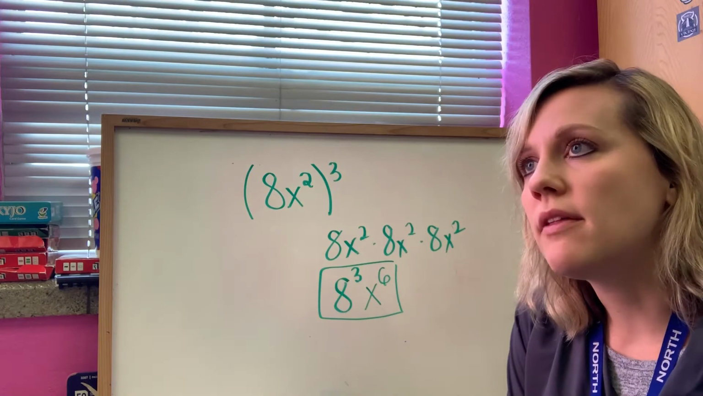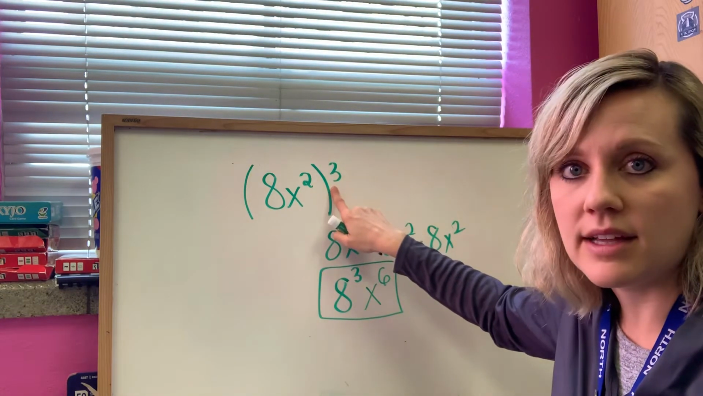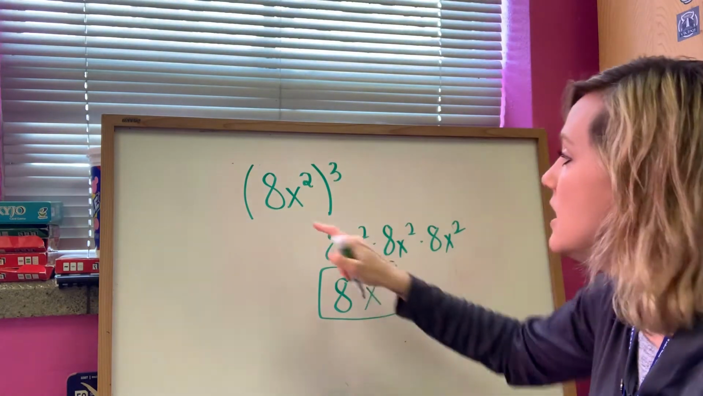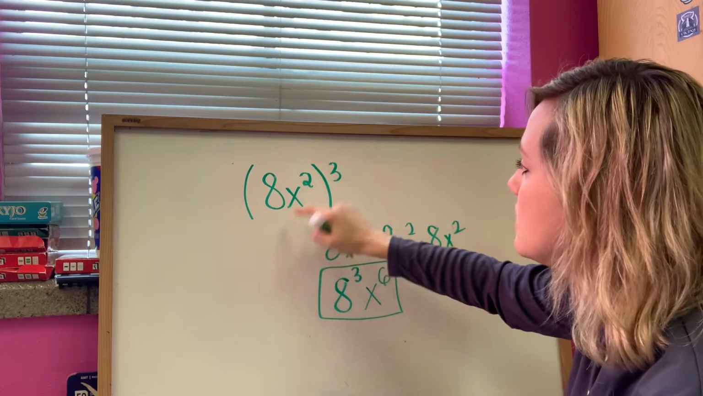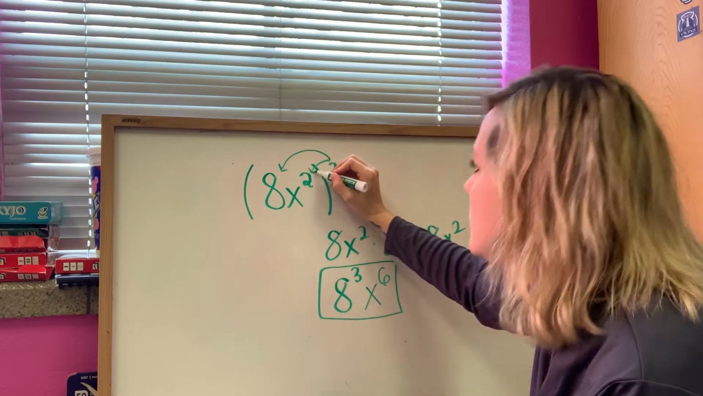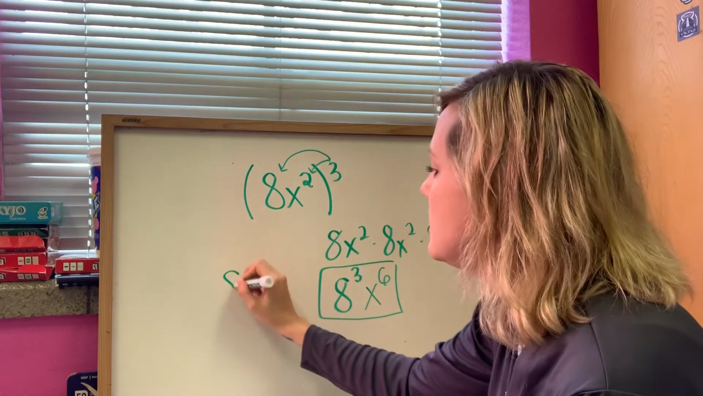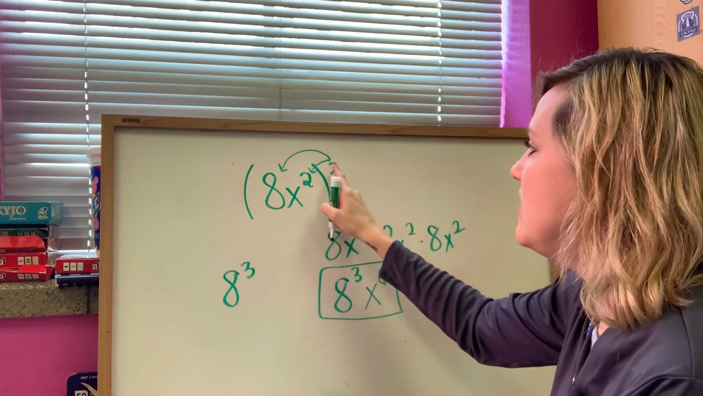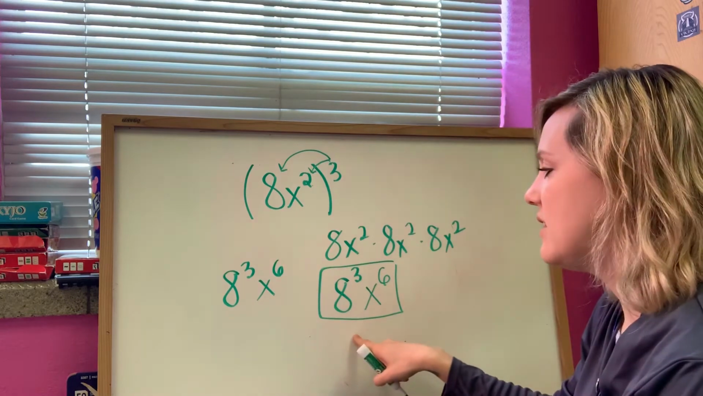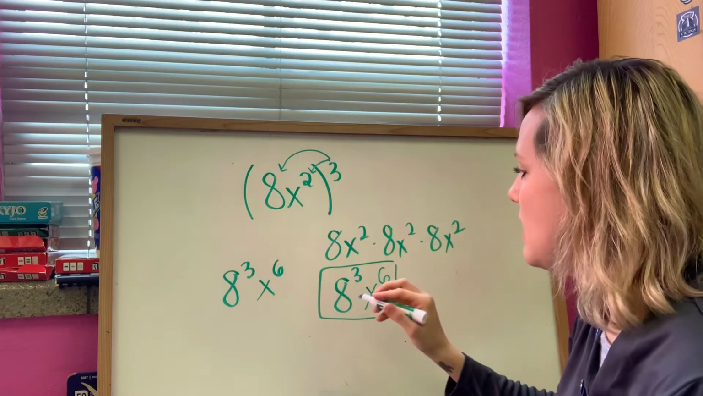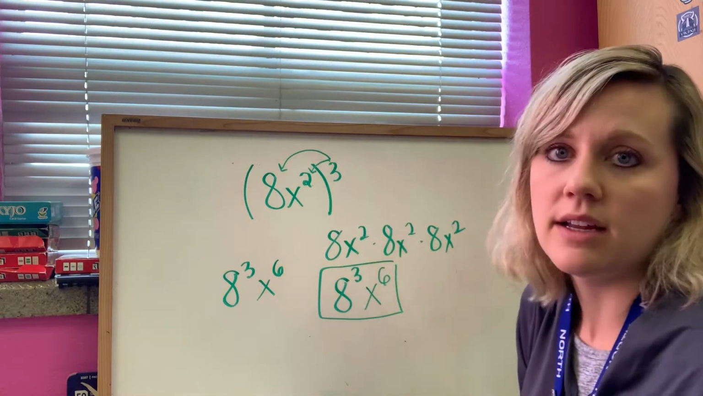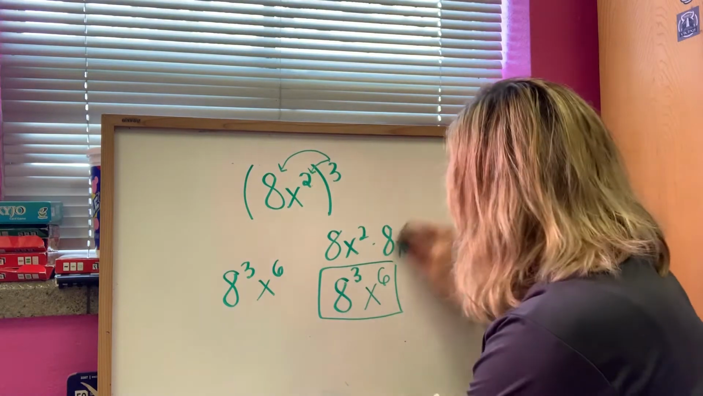You could also think about this like distributing this 3 power to each of the things that are inside the parentheses. So we have an 8 in here and we have an x squared in here. So if I distribute this 3 to the 8 and I distribute this 3 to the 2, I would get 8 cubed, and then these two are going to multiply, and we could get the same answer by doing that. So maybe start out by writing it all out like this, and then once you feel pretty comfortable about it, you can start doing it the shorter way.